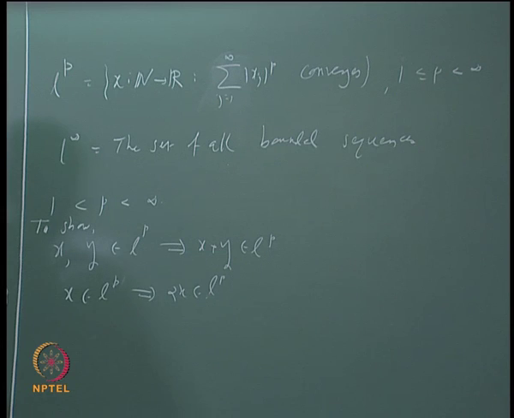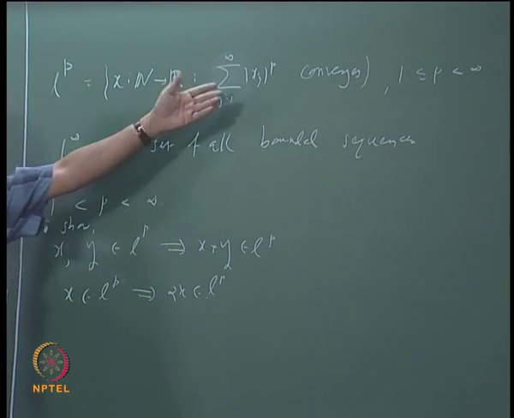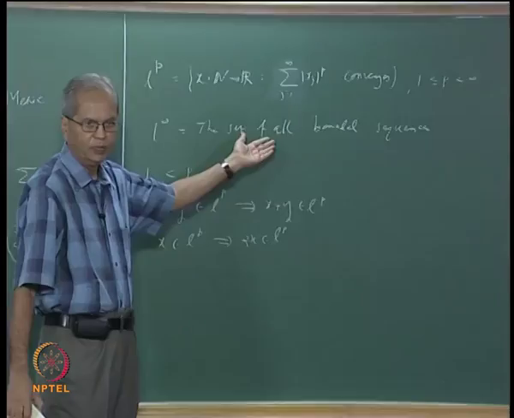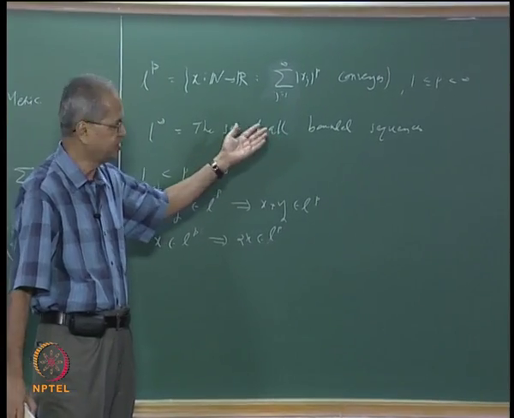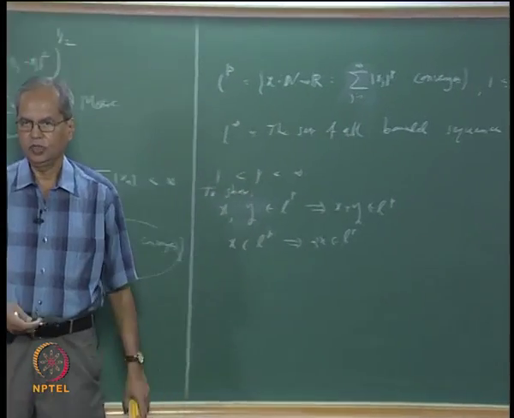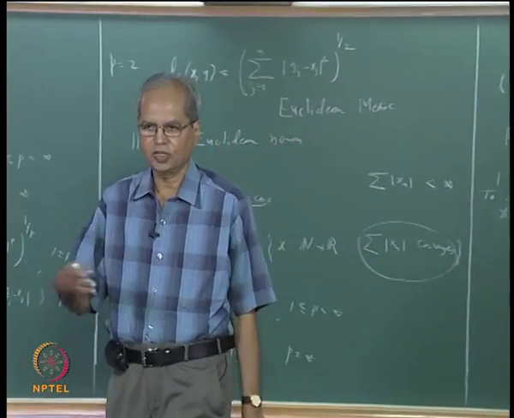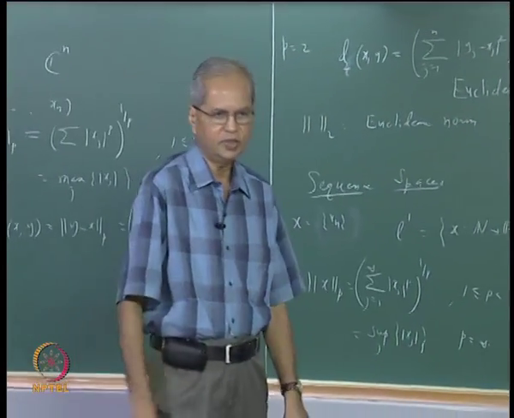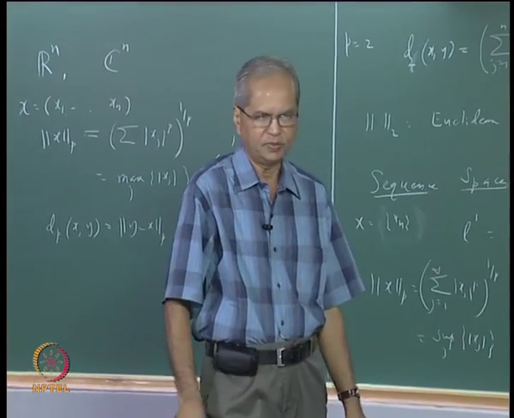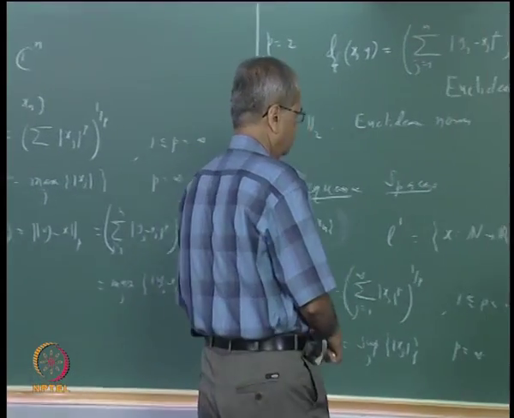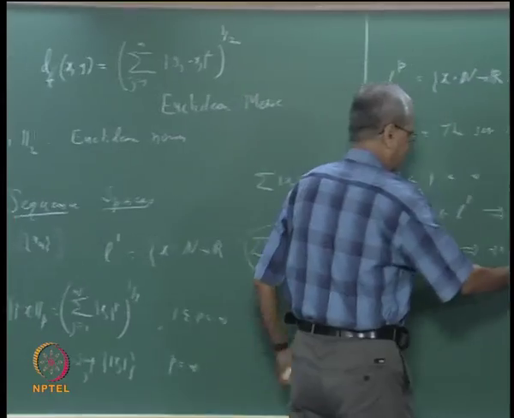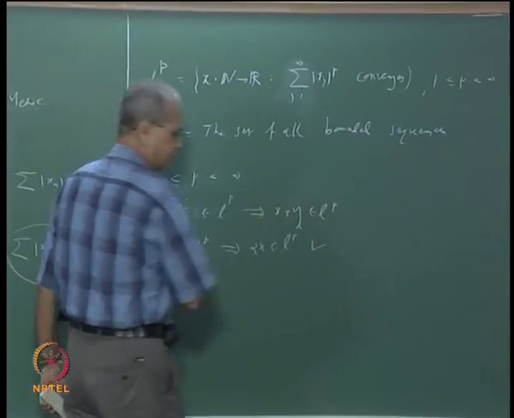And we also need to show that this is okay. Out of these two things, this is trivial. If x belongs to, if sigma mod xj to the power p is a convergent series, and you replace mod xj by mod alpha xj, mod alpha x is nothing but mod alpha into mod xj, that mod alpha will come outside the summation sign. So this part is trivial.